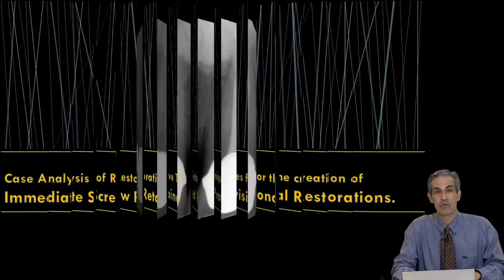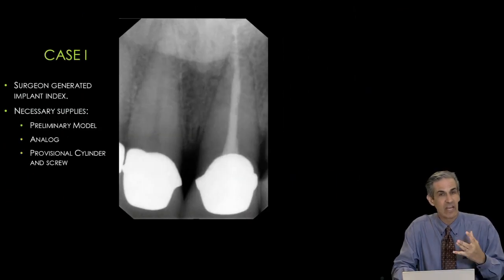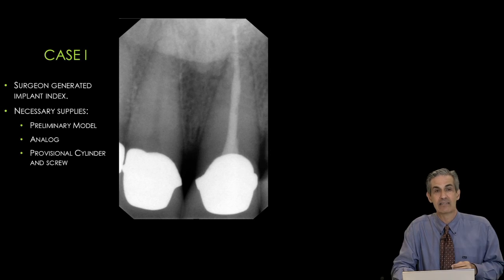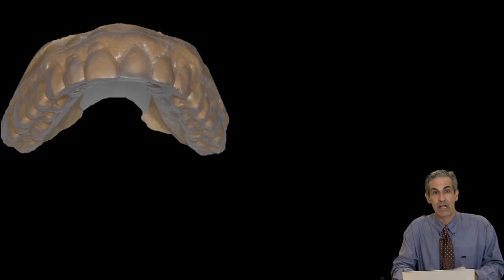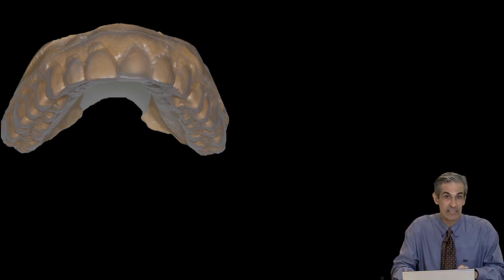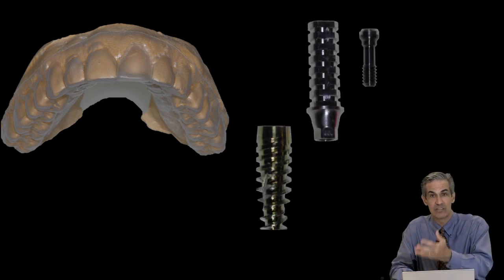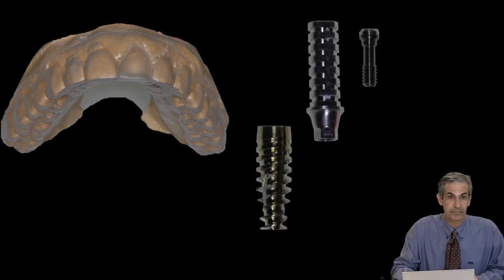Here's the first case we might look at. And this is a classic way of doing it. The surgeon will generate an implant index, and then I don't need to do as much intraorally. So basically the implant is placed by the surgeon. They will generate an index from that implant placement. I need to have on hand a model that shows me the shape of the tooth I want to have, usually a suck down of some sort, an analog, a provisional cylinder, and an abutment screw.